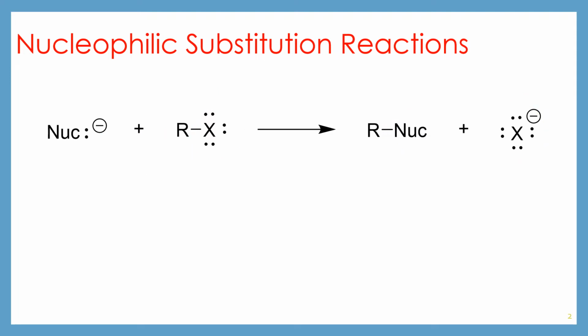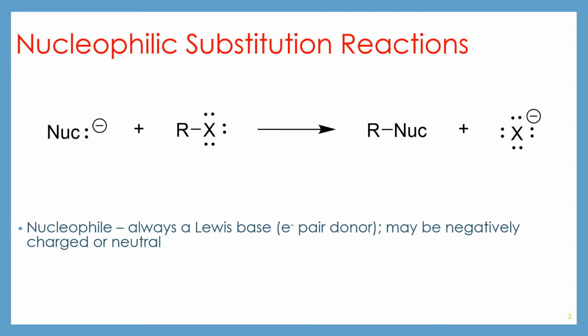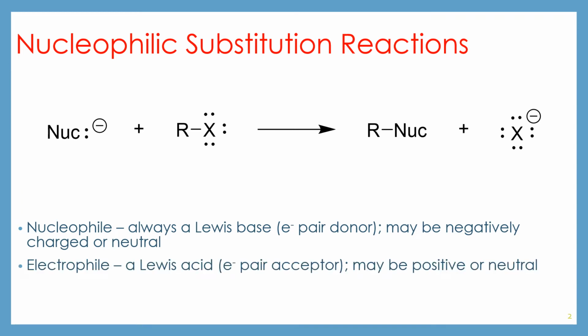So let's define some of these words here. A nucleophile is always a Lewis base. It's an electron pair donor. A nucleophile can be negatively charged or neutral. Your stronger nucleophiles will be ones that actually have a negative charge on them. An electrophile is a Lewis acid, an electron pair acceptor. It may be positive or neutral.